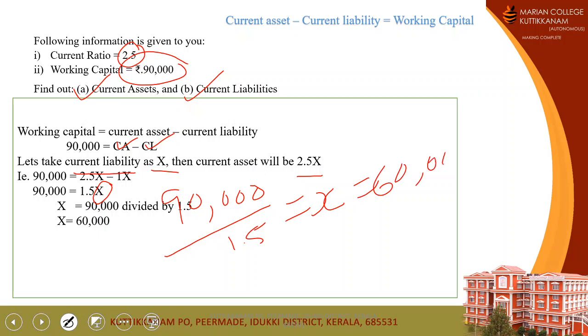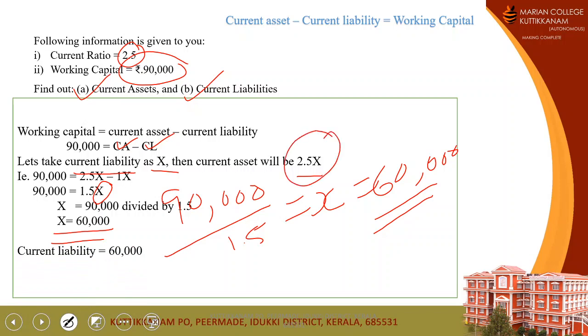So which thing did we take as x? Here the current liability is taken as x. So we can write current liability is 60,000 and we have written current asset as 2.5x, right? So we can calculate the current asset as 2.5 into 60,000, that means 1,50,000. So the final answer is current liability is 60,000 and current asset is 1,50,000. I hope you got an idea about current ratio.